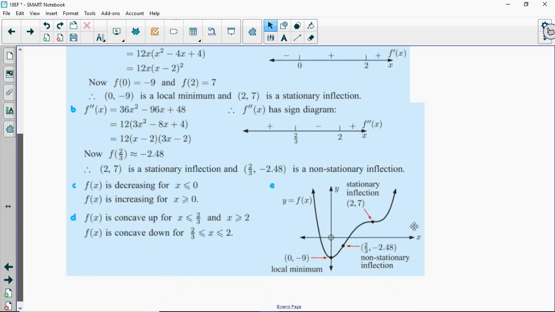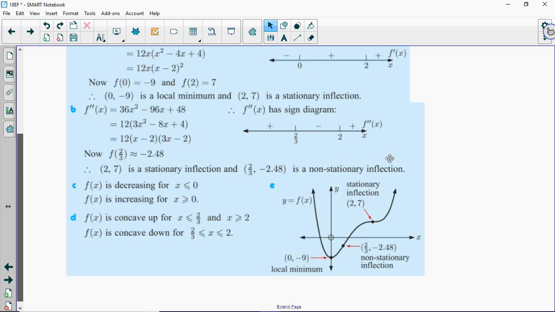But we do have a local minimum, a stationary point of inflection, and a non-stationary point, and then we're just going to fill in the shape of the graph matching the information that we worked out up here. It's going to be decreasing and increasing where we said it should be, and we're going to have the correct concavity. With practice, you can get a really nice looking sketch this way.